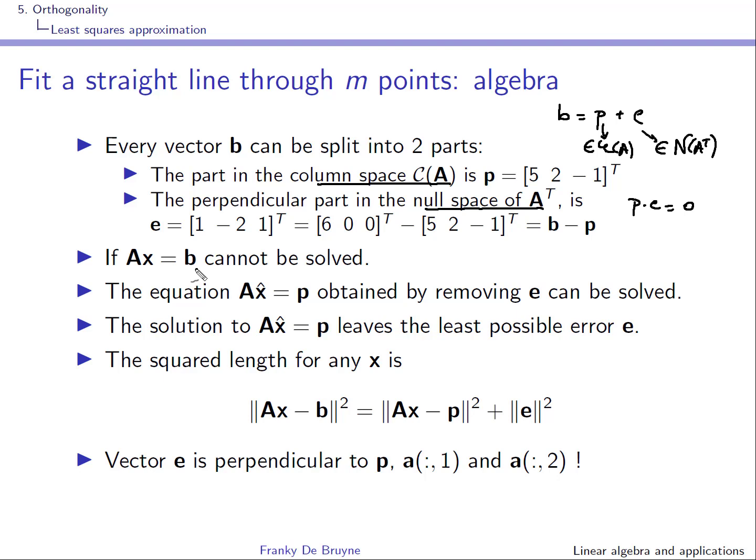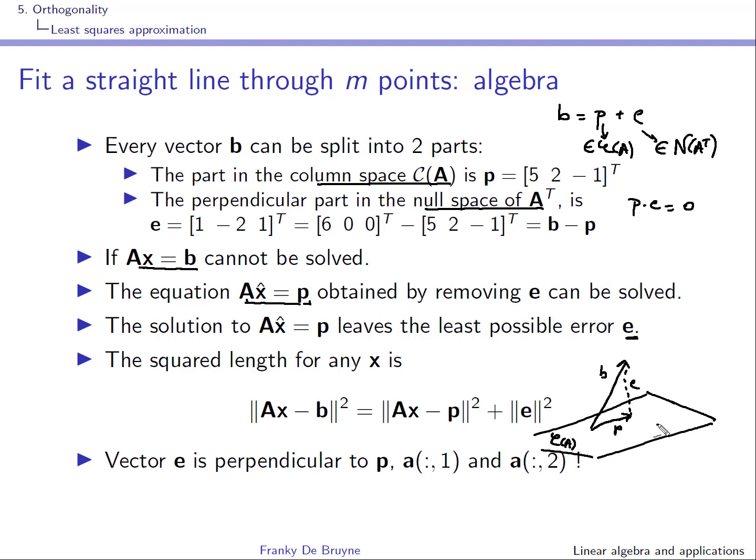So AX equal to B cannot be solved, but the equation that you obtain by considering the same thing with P over here can be solved, and the solution leaves the smallest possible error E. So if we draw things and say that this is the column space, we have here our vector B. It's projected on the column space, so this leaves P and this leaves E over here.